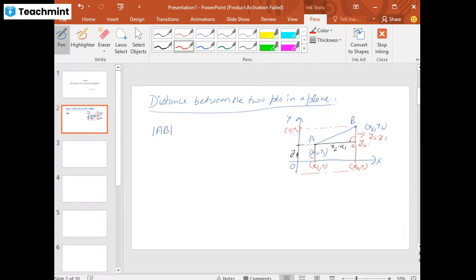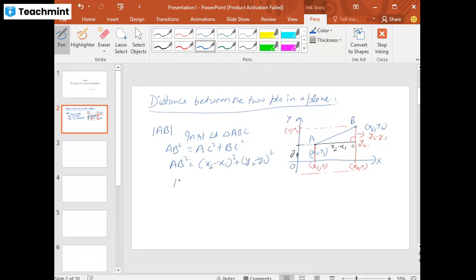And now it is a right angle triangle ABC. In right angle triangle ABC, AB square is equal to AC square plus BC square. So the value of AC square means (x2 minus x1) square, and BC square means (y2 minus y1) square. So this is the value of AB square.